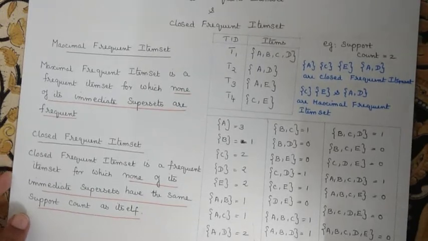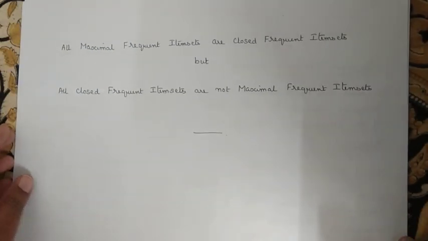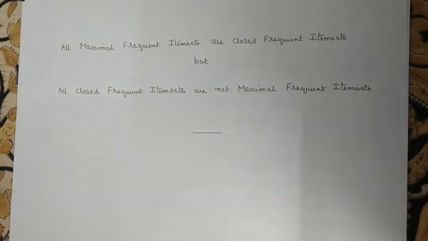So I guess you have understood what I have told you. Here, all maximal frequent item sets are closed frequent item sets, but not all closed frequent item sets are maximal frequent item sets.